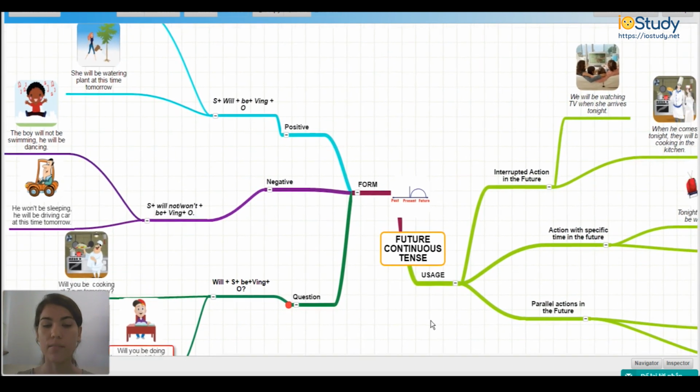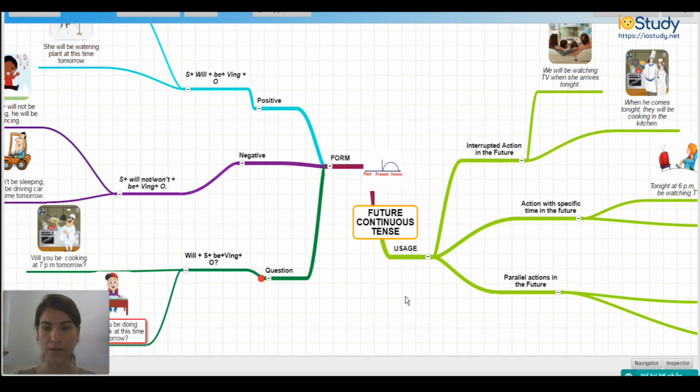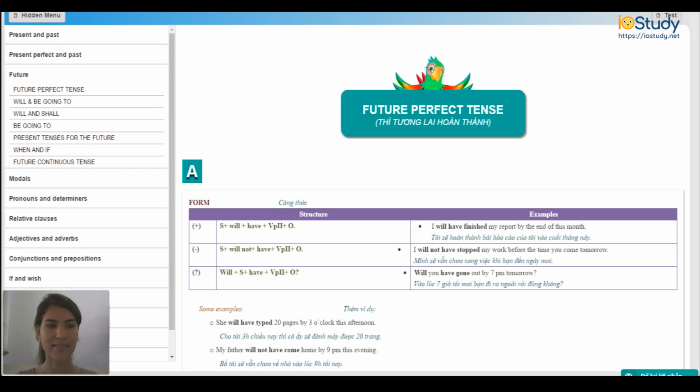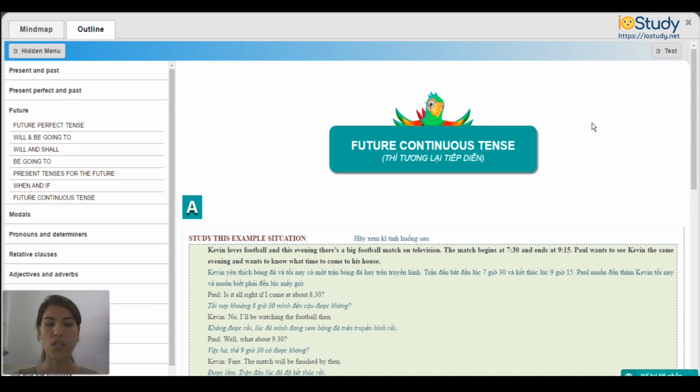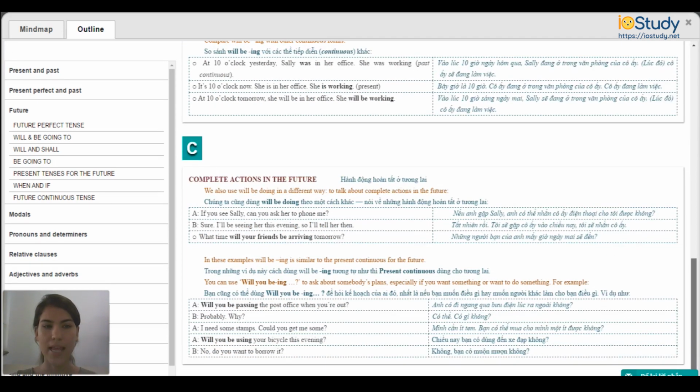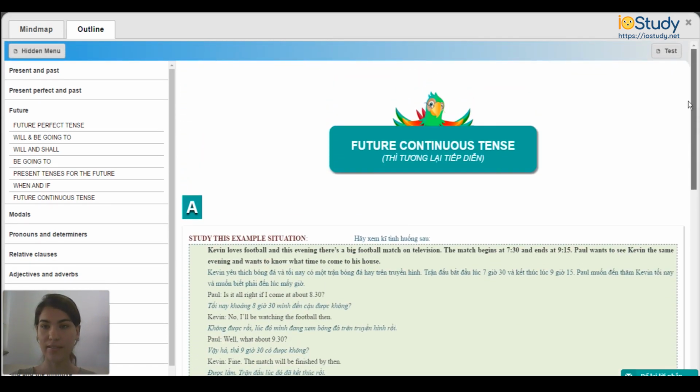Okay, so now we have our completed mind map here. We can go ahead and click here for the outline. Now you can click on future and go to future continuous tense. Now here you have the future continuous tense outline. You have a further example situation, further example sentences, and further explanations of the future continuous tense here. You can read through this outline, and when you're finished reading it, you can click here to take the test.